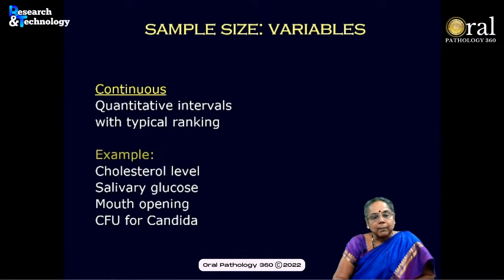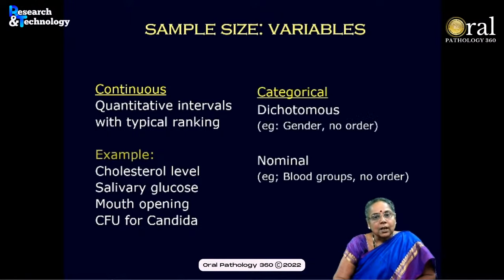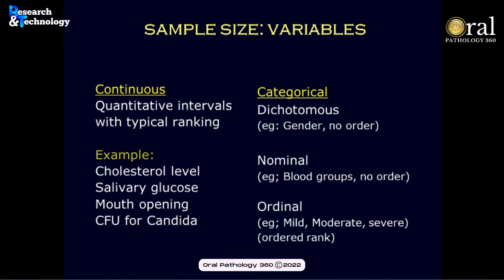For example, take blood cholesterol level. In a classroom, I can take all the students and estimate the blood cholesterol level individually. Then I can compute an average cholesterol level. I can also give an interval ratio ranking, say from 50 to 100, 100 to 150, 150 to 200. So these types of variables are referred to as continuous variables. Then we have the other type of variables, which are called categorical variables.